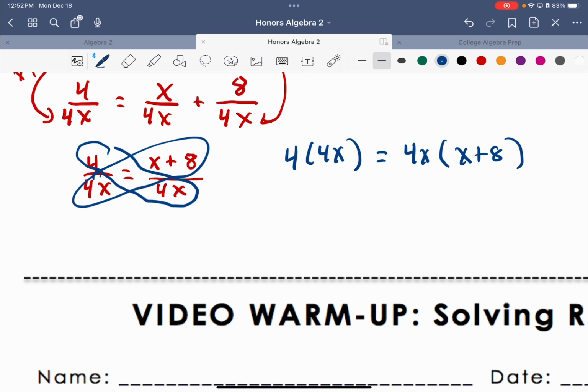However, I can also take this and divide by 4x. And if I divide this by 4x, 4x divided by 4x is just 1. So I'm just left with 4. 4x divided by 4x is 1, and I'm just left with x plus 8.